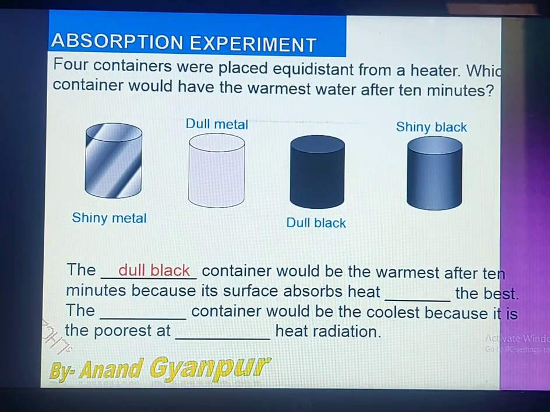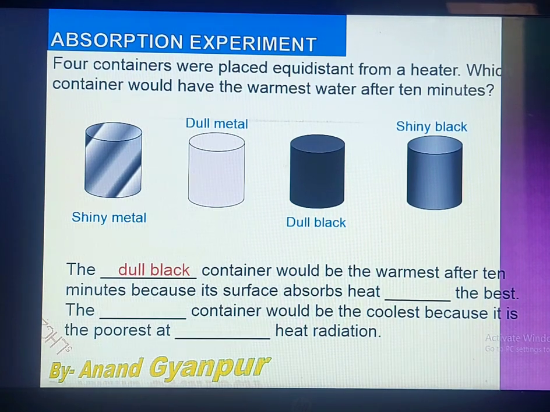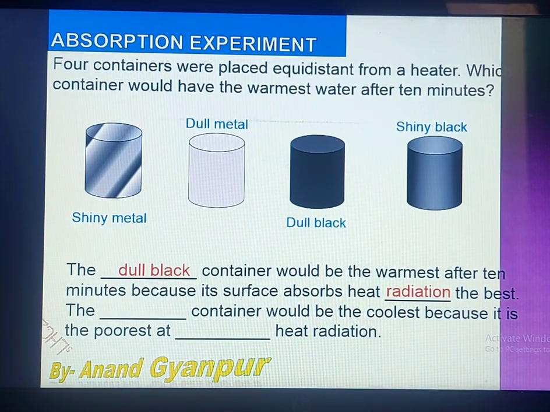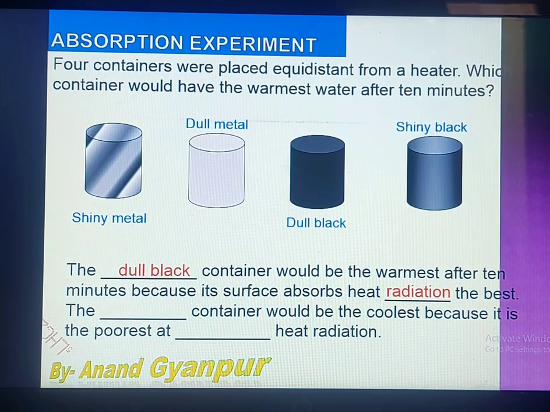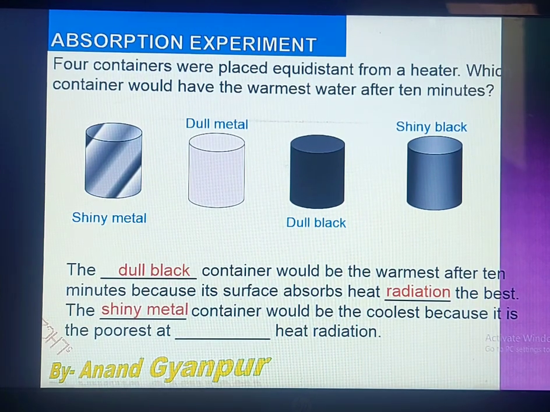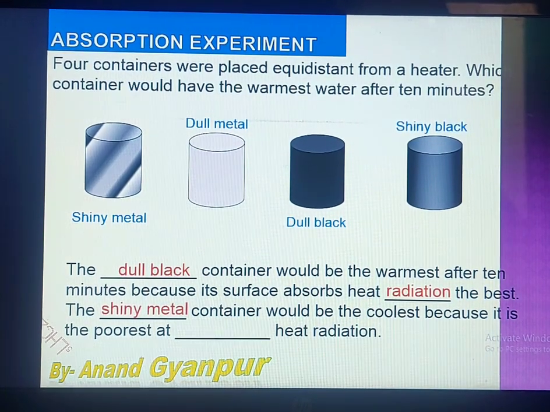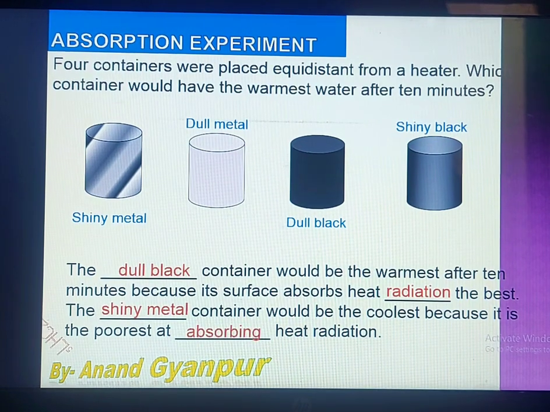Exactly, the dull black. The dull black container would be the warmest after 10 minutes because its surface absorbs heat radiation the best, since it absorbs all the heat radiation which comes on that body. And the shiny metal container would be the coldest because it is the poorest at absorbing heat. Shiny metal doesn't absorb the heat radiation, so it will be the coldest.